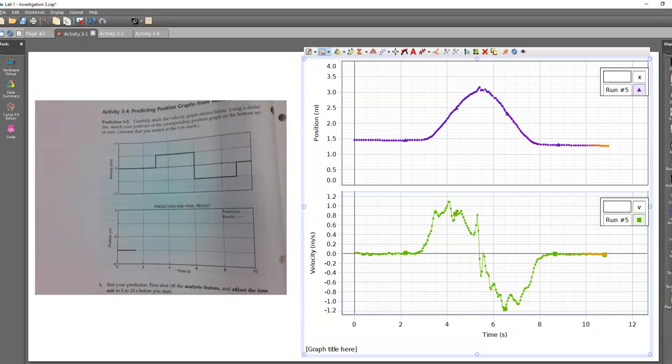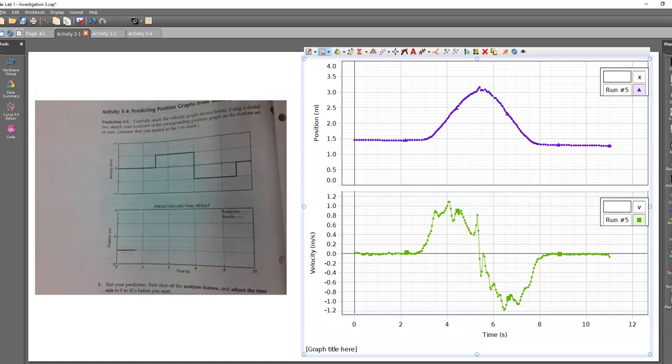Well, could have been better, but close enough for government work, so to speak. So does the position graph, okay, first of all, does this velocity graph here pretty much match this velocity graph here? Yes, it does. So therefore, does this position graph here match your prediction for what your position graph was?